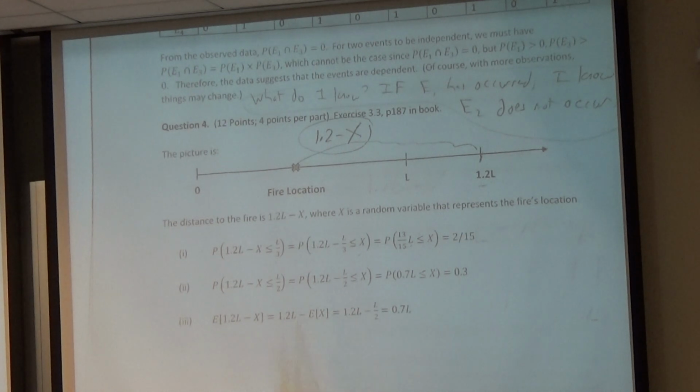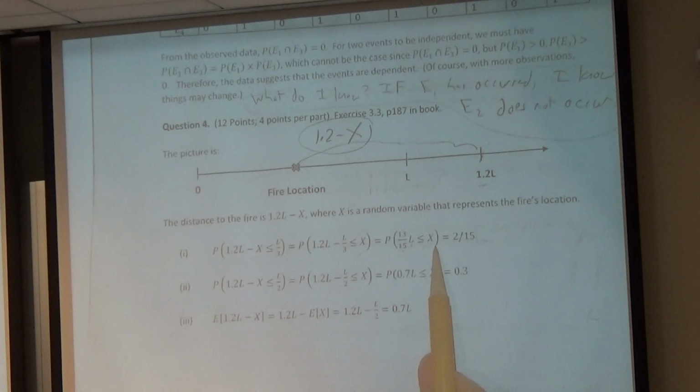So this is my random variable associated with distance that I have to travel. And if I want to make a calculation like the probability I travel less than or equal to L over 3, well, the probability 1.2L minus x is less than or equal to L over 3. So I can do a little bit of algebra. That's the same thing as the probability that 13/15 L is less than or equal to x. X is perfectly uniform, so we're all equally likely to have the location anywhere between 0 and L, which leaves me 2/15 probability that it occurs past location 13/15 L. And you can do the others in a similar way.